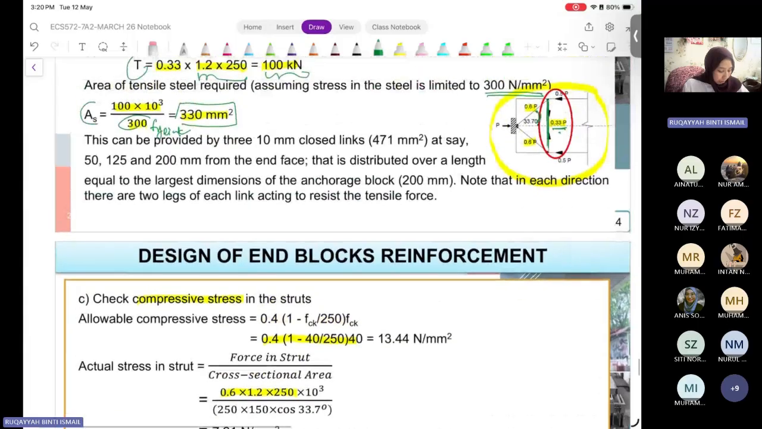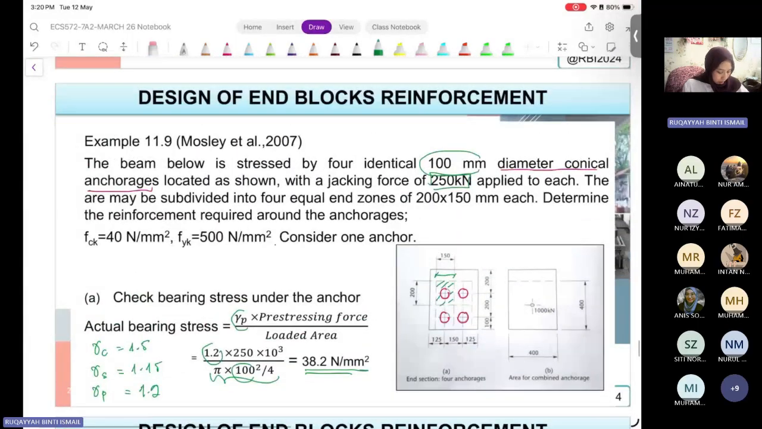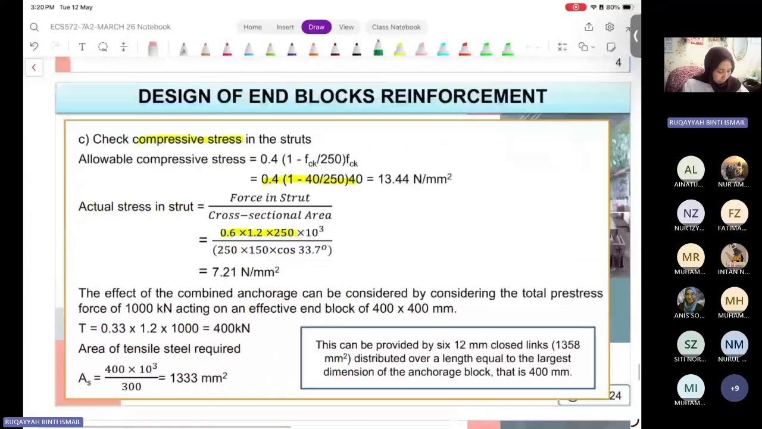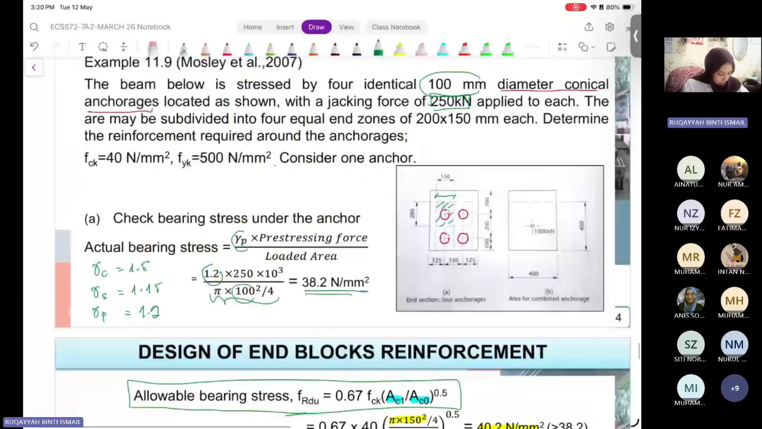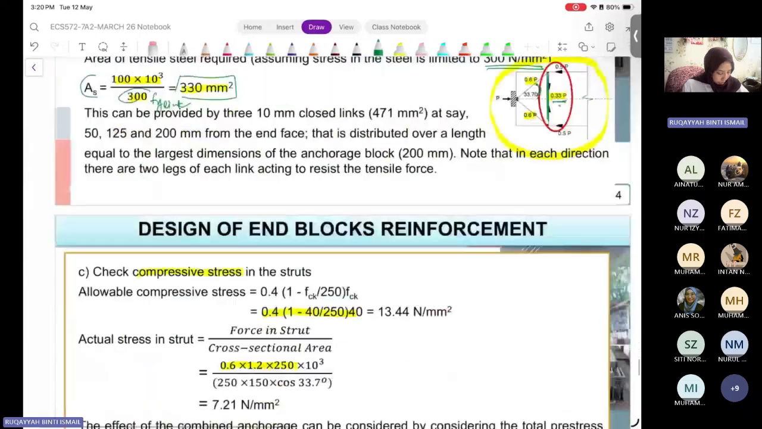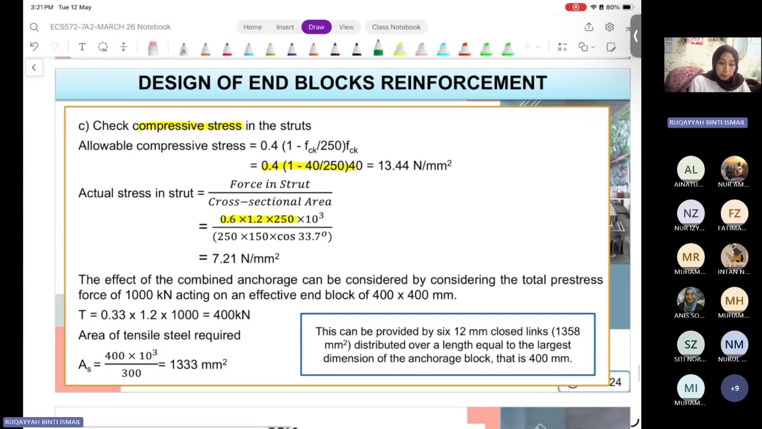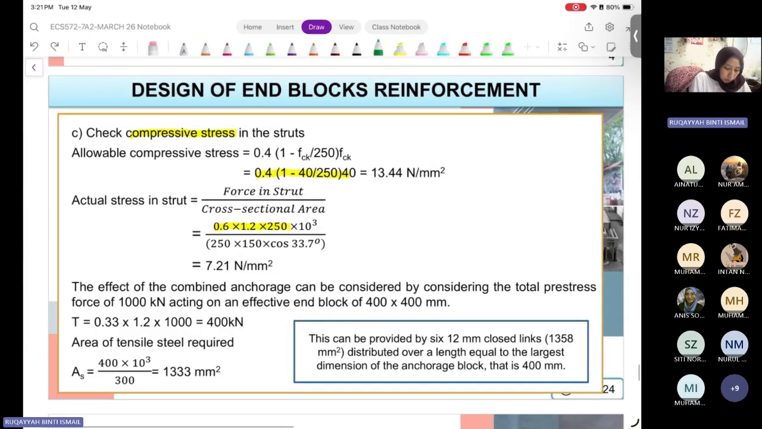Alright, and part C, the question does not mention the question totally. I also forgot to crop the question. So the question in C asks us to check the compressive stress in the strut. Because just now we checked the tensile stress, how much it requires, now we check for the compressive. When we want to check for the compressive, you can use this formulation.